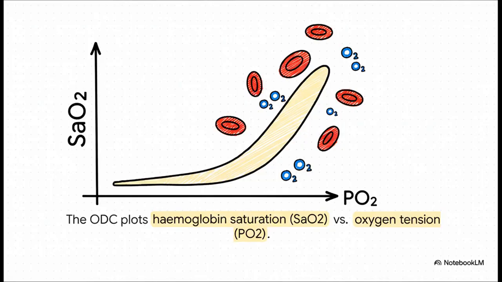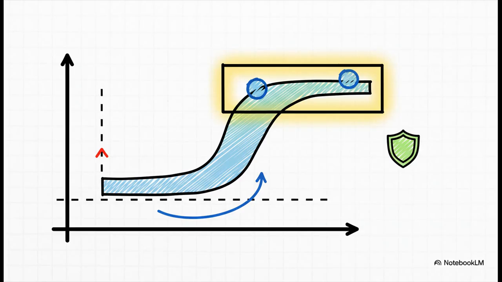On the vertical y-axis, we've got how full hemoglobin is. That's the saturation, or SaO2. And on the horizontal x-axis, we have the oxygen pressure, the PO2. The curve simply shows us the relationship between the two. Let's break this curve into two parts.